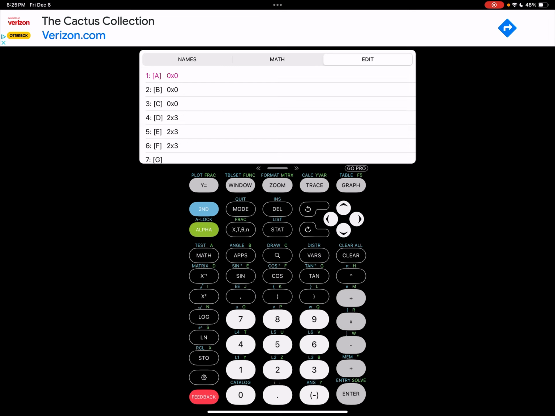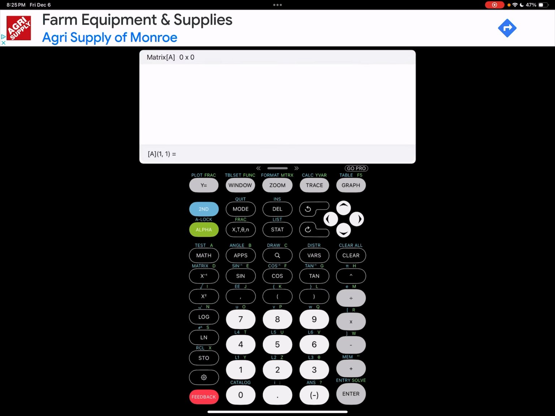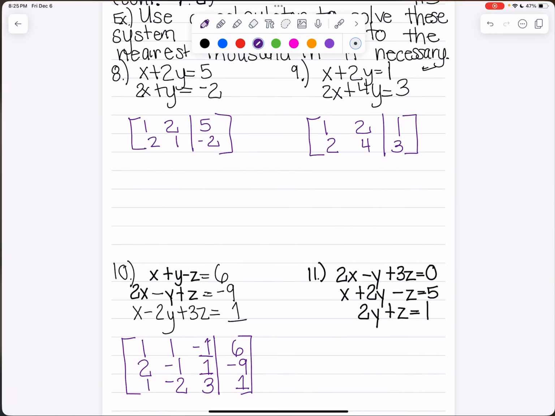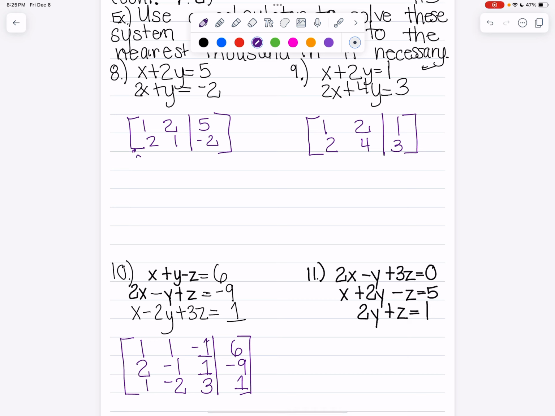I now pick the name of the matrix. I can pick A, B, C, D, and keep going. I'm going to pick A for the first one. Whatever one you pick, make sure you remember what name you gave it. The very first thing is up top: I have to give it the size. Right now it says 0, 0. You have to put the size in first because it has to build that matrix for you. Look at number 8. What's the size? 2 rows, 3 columns. So it's a 2 by 3.